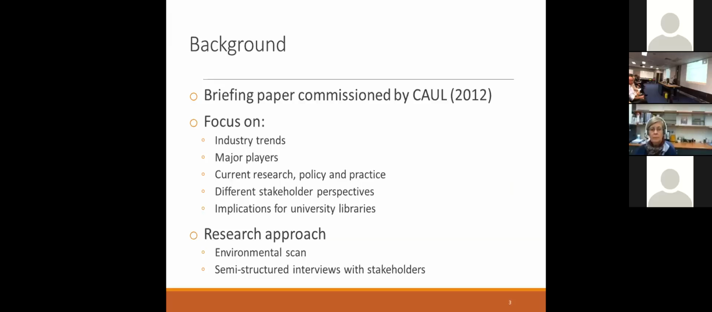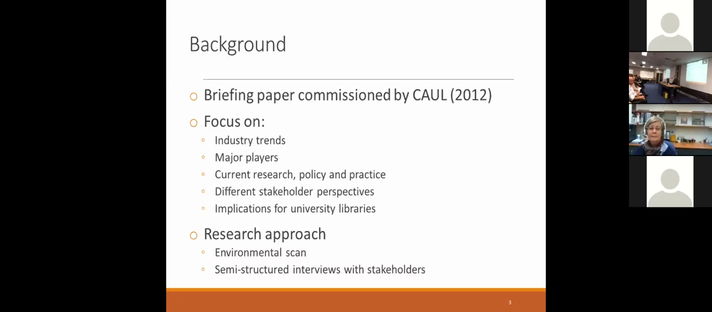We took a number of different stakeholder perspectives, looking at the implications of eTextbooks for academics, for libraries, for students, for campus bookshops, for e-learning services, all of the different areas there. The way we went about it, we had an environmental scan to see what was being written about eTextbooks, not only in Australia but across the world. And then we had probably about 20 or 30 semi-structured interviews with different stakeholders as well. So it's a very rich process to find out what was going on.